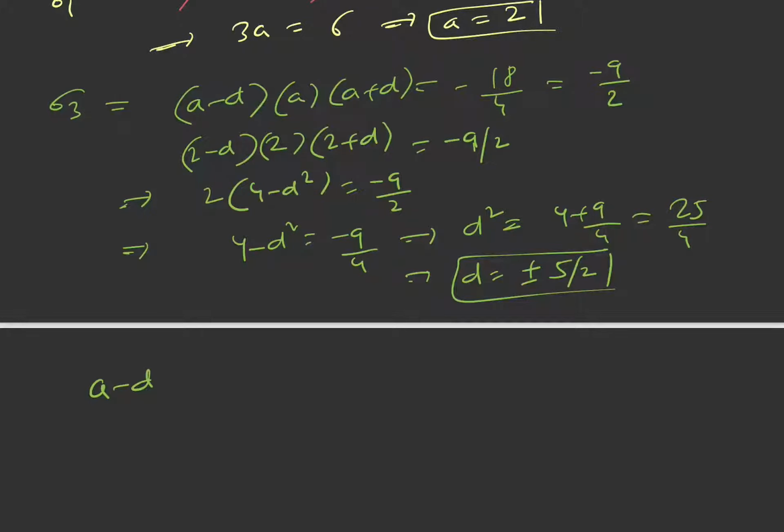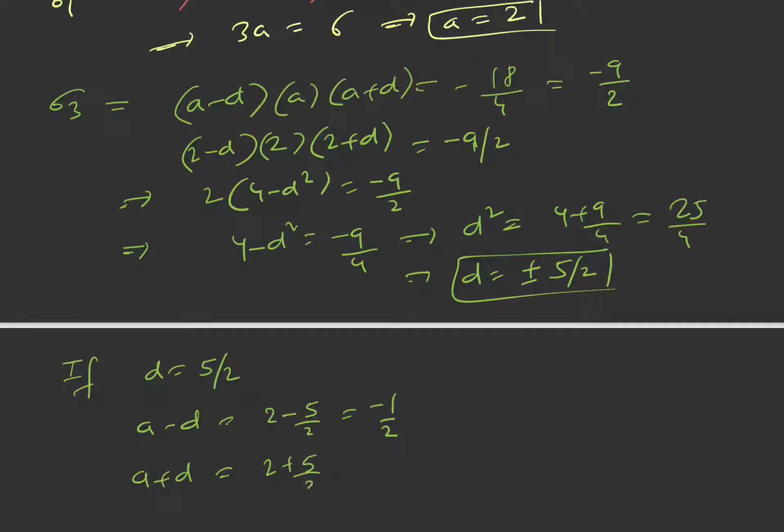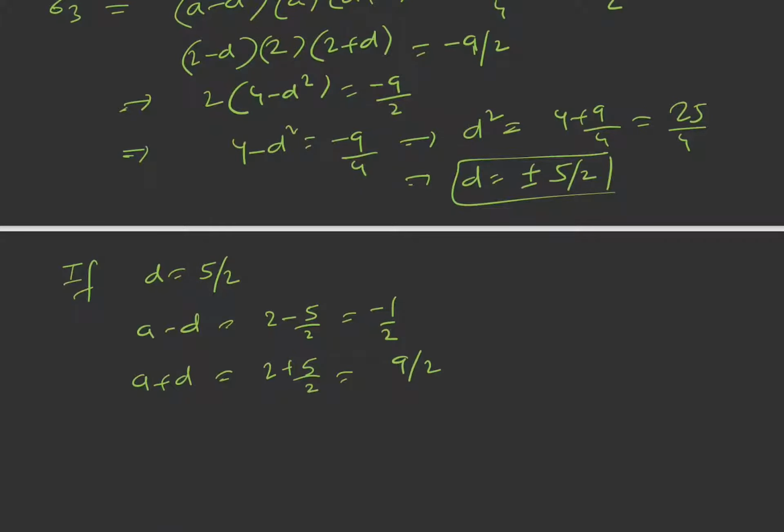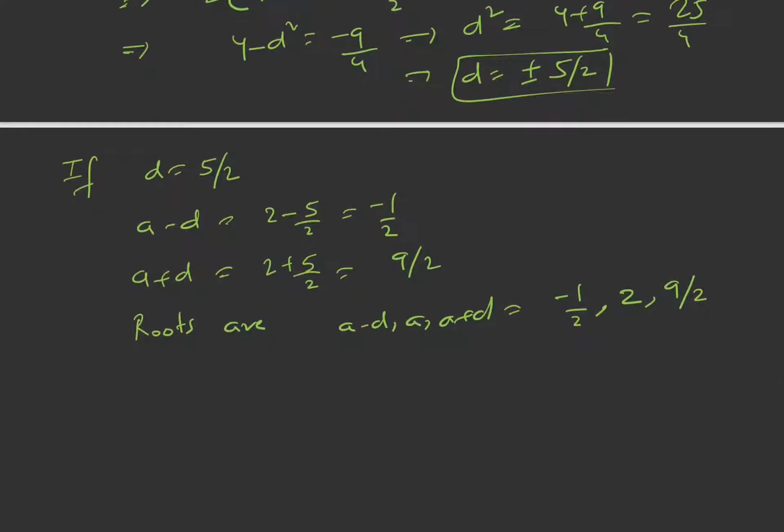So now what is a minus d? Let us say if d is 5 by 2, then a minus d is 2 minus 5 by 2, that is minus 1 by 2, and a plus d is 2 plus 5 by 2, that is 9 by 2, right? So what are the roots? Roots are a minus d, a and a plus d, right? So that is minus 1 by 2, a is 2, a plus d is 9 by 2, right?